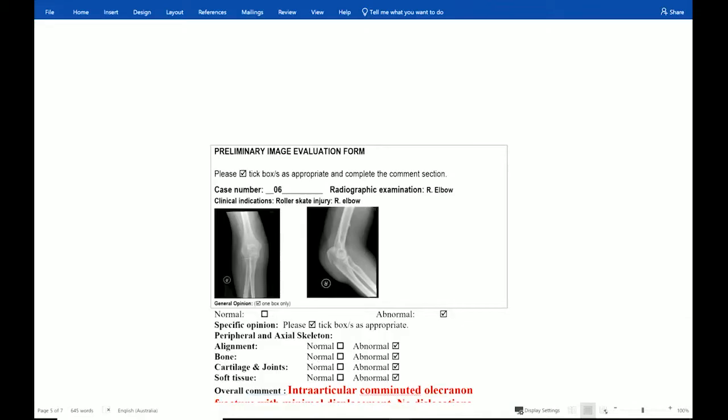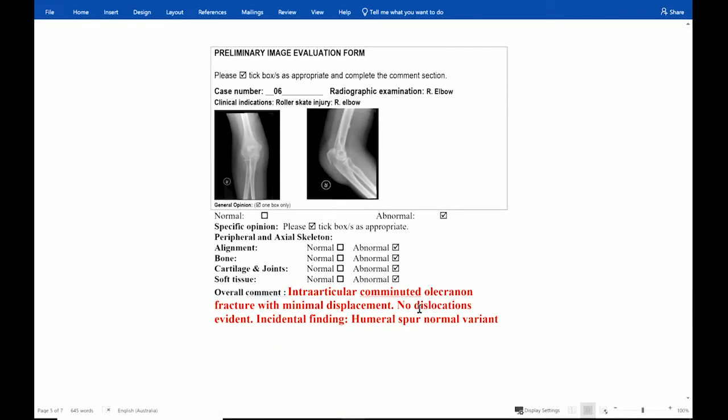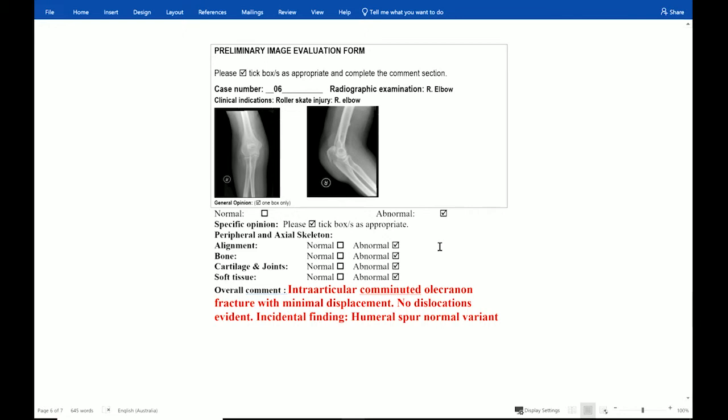So your overall comment is, it's abnormal and tick all the boxes. There's an intra-articular comminuted olecranon fracture with minimal displacement. There's no dislocations, and then there's an incidental finding of a humeral spur.